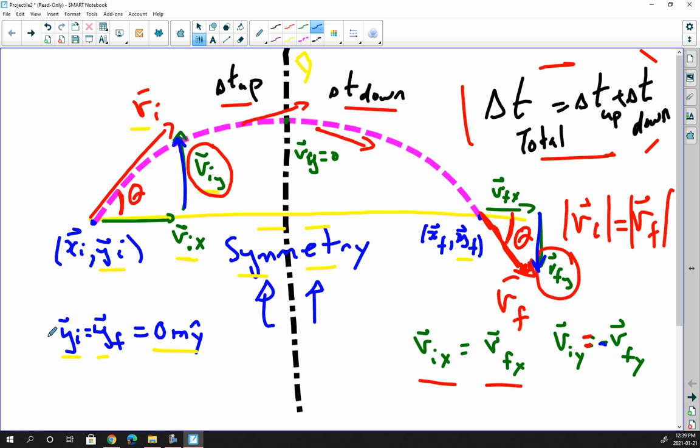When you have this special situation of the object being launched from the ground and then allowed to fall to the ground, the y final and the y initial are equal. They're both 0 meters. They have no height. Are all projectile motions like this? No, they're not. But this is the simplest one. So, are we ready for an example? I hope so. We're going to do a full solution example next.